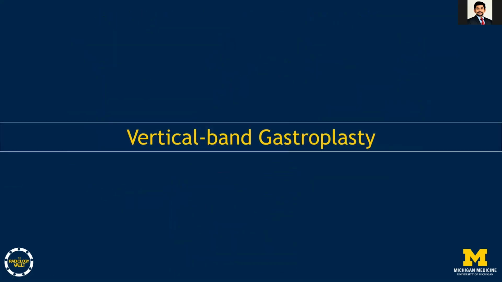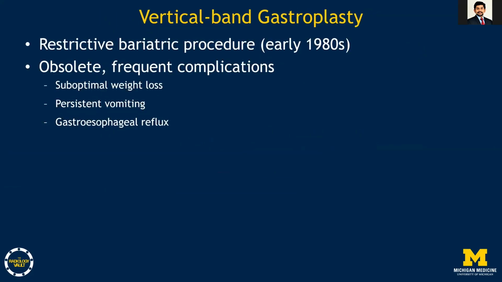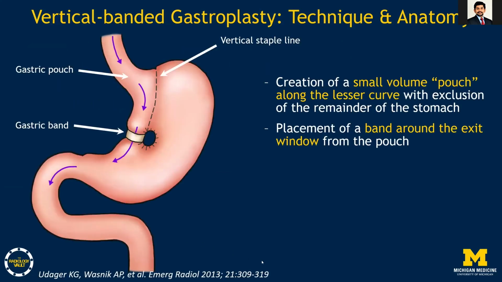Now let's talk about vertical band gastroplasty. This is another restrictive bariatric procedure that was introduced in the early 1980s. However, given frequent complications associated with this kind of surgical procedure, it has now gone out of vogue and is obsolete. The complications that we have seen with vertical band gastroplasty are suboptimal weight loss, persistent vomiting, and also gastroesophageal reflux. Here is an illustration of vertical band gastroplasty.